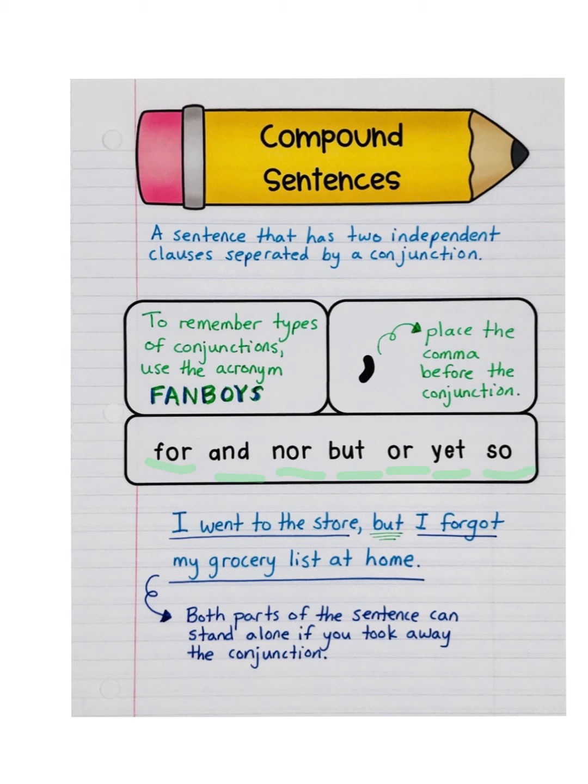So if we look at this example, I went to the grocery store, comma, but I forgot my grocery list at home. So but is our coordinating conjunction. And then if we separate these into subjects and predicates, went would be our verb, I would be our complete subject, went to the store is our complete predicate. On the next sentence, I forgot my grocery list at home. Forgot is our verb. I is our complete subject. Forgot my grocery list at home is my complete predicate. So we have two subjects and two predicates. And remember, both parts of these sentences can stand alone if we took away the conjunction and put a period at the end of them.